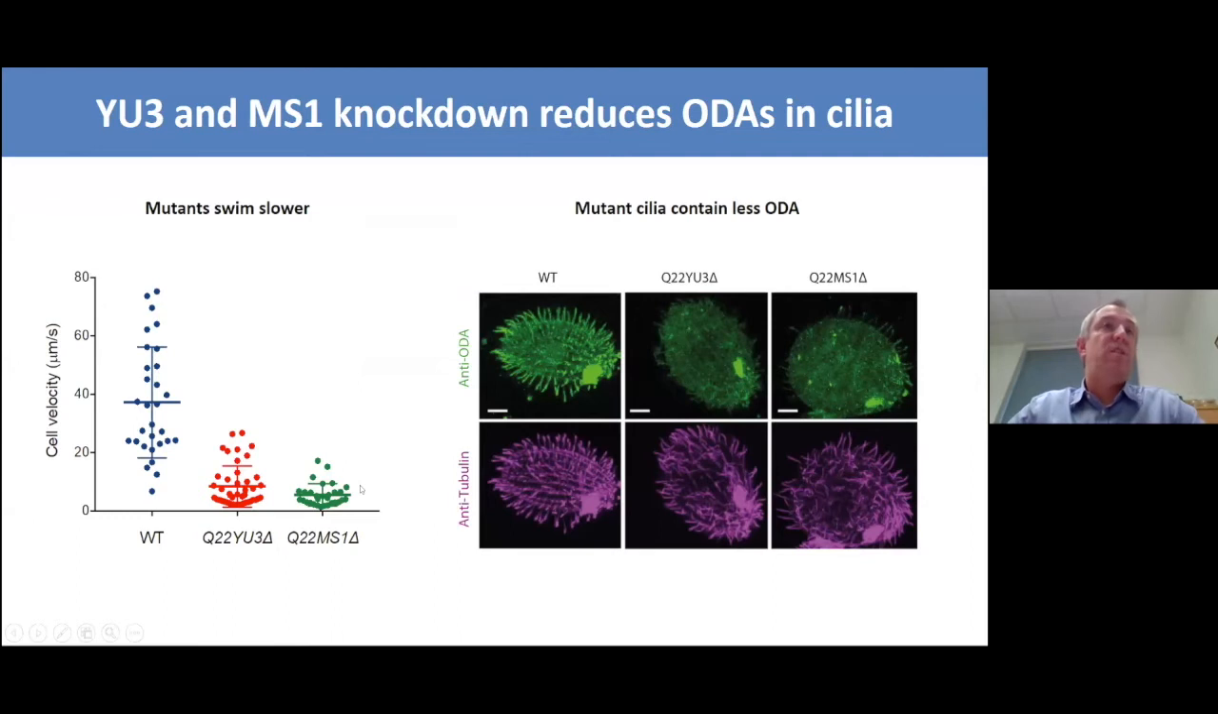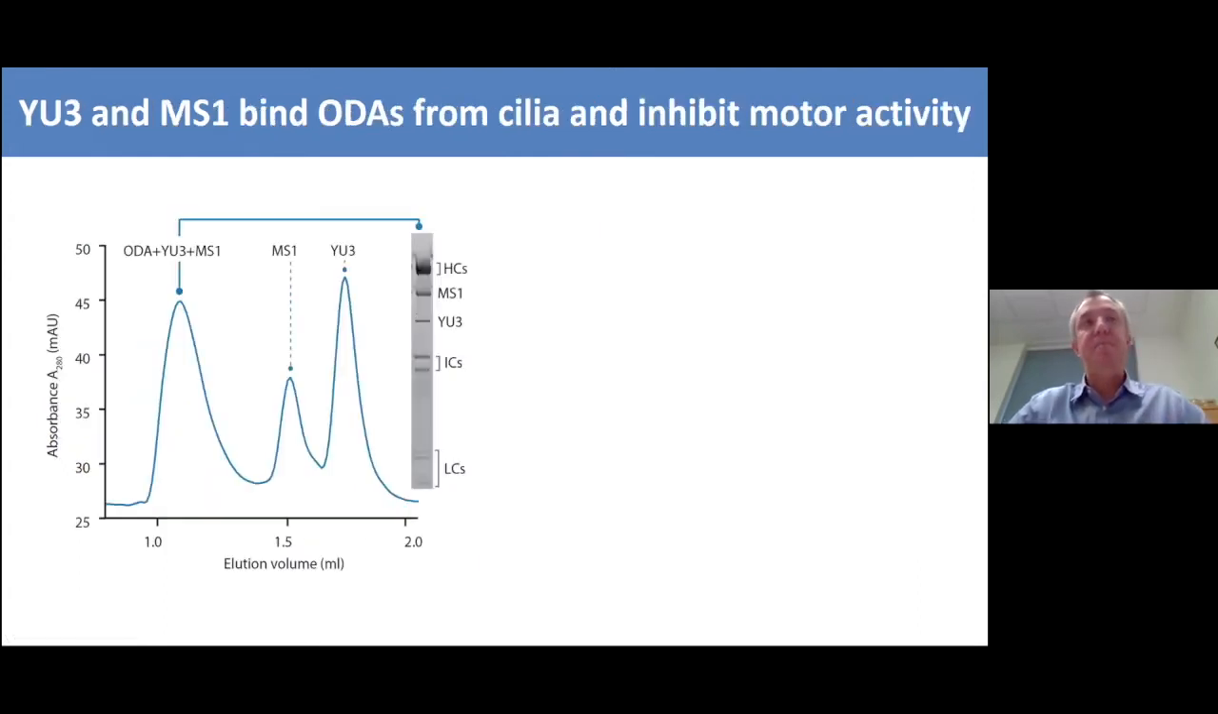And then we stained the Tetrahymena for the outer arm dyneins. And what you can see in this panel is that in the wild type, the cilia are all full of outer arm dyneins, whereas in both of these mutants, there's a real lack of it. So showing that by getting rid of either of these factors, you reduce the amount of ODAs that can get into the cilia.